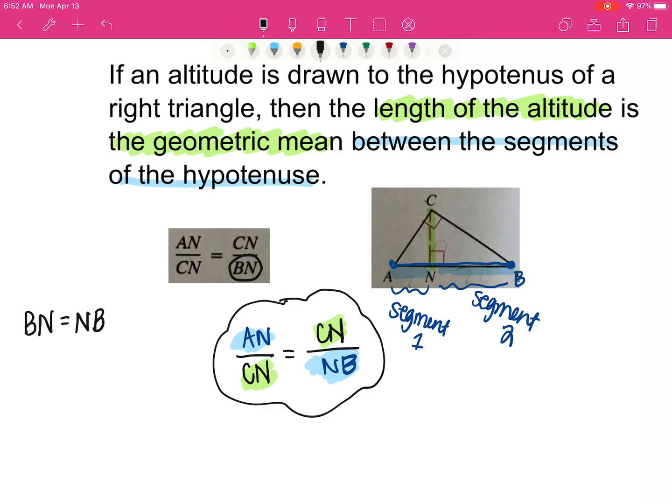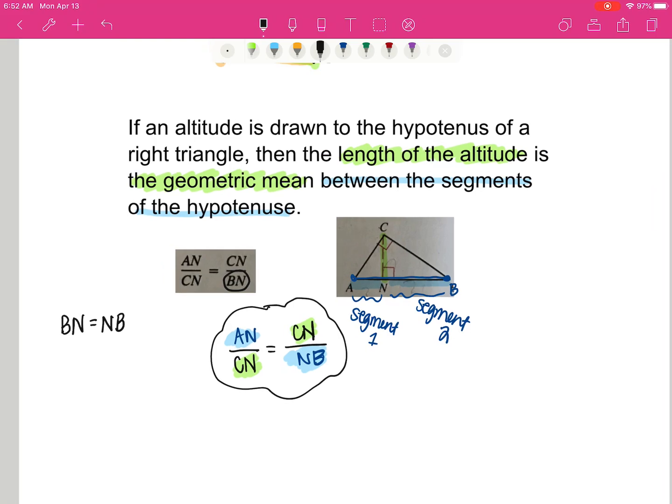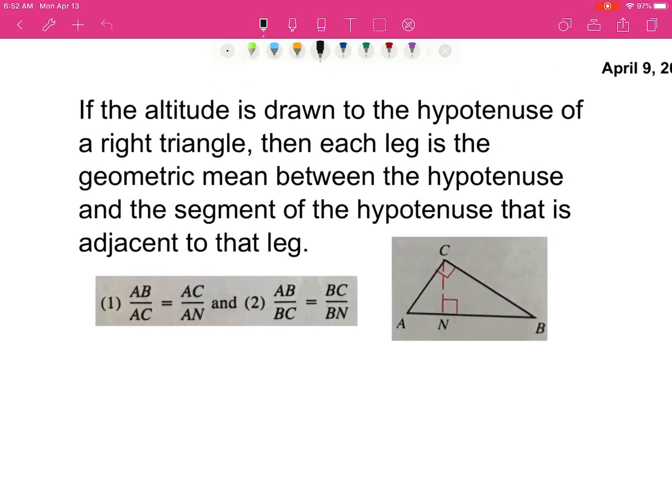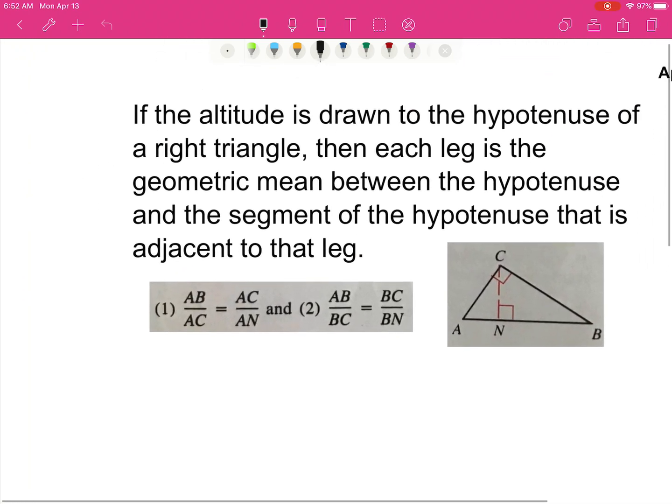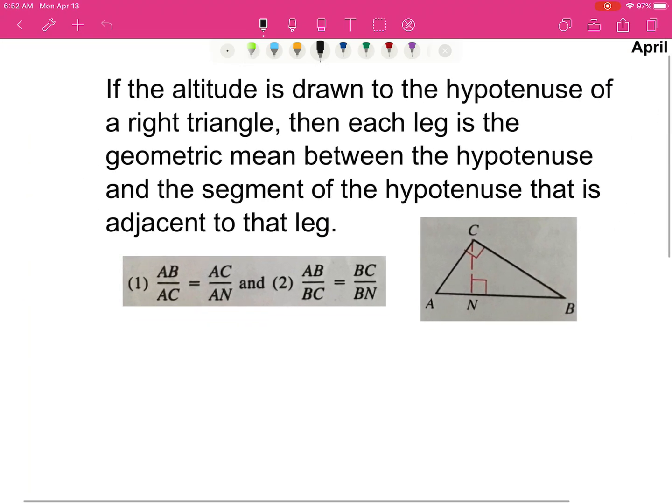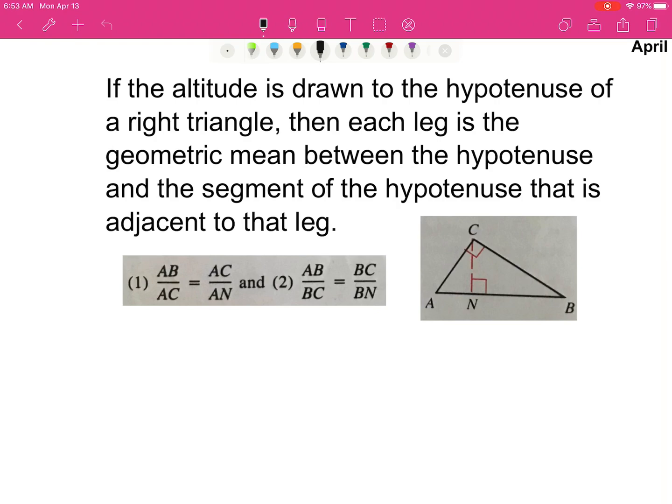This is a pretty commonly used proportion that we see with right triangles in this chapter. It's a nice relationship. There's another relationship we have here. If the altitude is drawn to the hypotenuse of a right triangle, so here we go again, the altitude is drawn to the hypotenuse of the right triangle, then each leg is the geometric mean between the hypotenuse and the segment of the hypotenuse that is adjacent to the leg.